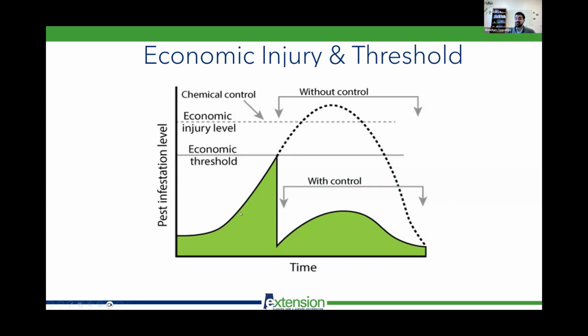In contrast, if at the economic threshold, the action threshold, we do take action and we put in our pest management tools, that's when our pest populations will decline and then they'll increase again, but they will never reach that economic injury level. And since we didn't reach that economic injury level, that's where we were able to prevent that economic damage.